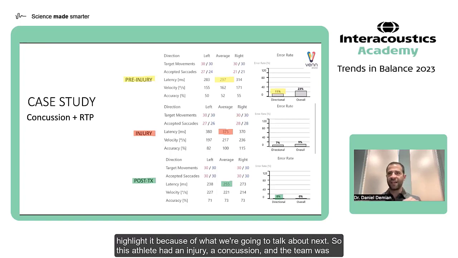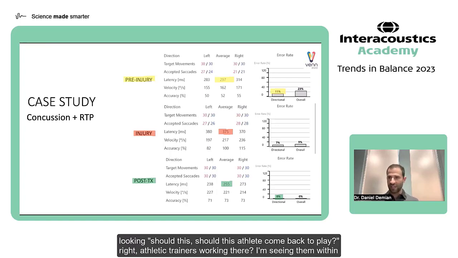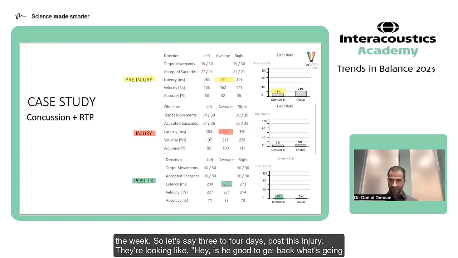So this athlete had an injury, a concussion, and the team was looking at whether this athlete should come back to play, right? The athletic trainers work in there. I'm seeing them within the week, so let's say 3 to 4 days post this injury. They're looking like, hey, is he good to get back? What's going on? And so what I highlighted in red is his injury statistics.